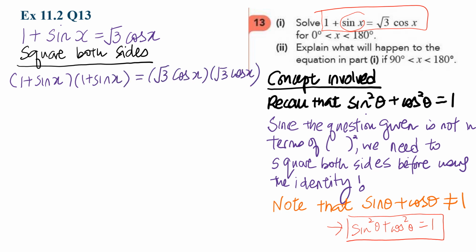Okay, that's what you mean by square both sides. Right, so you will have 1 plus 2 sine x plus sine squared x on the left. And on the right will be square root 3 times square root 3, which gives you 3, and cos times cos gives you cos squared x. So now can you see that it's legitimate to use your identity? You can just replace cos squared x with 1 minus sine squared x.